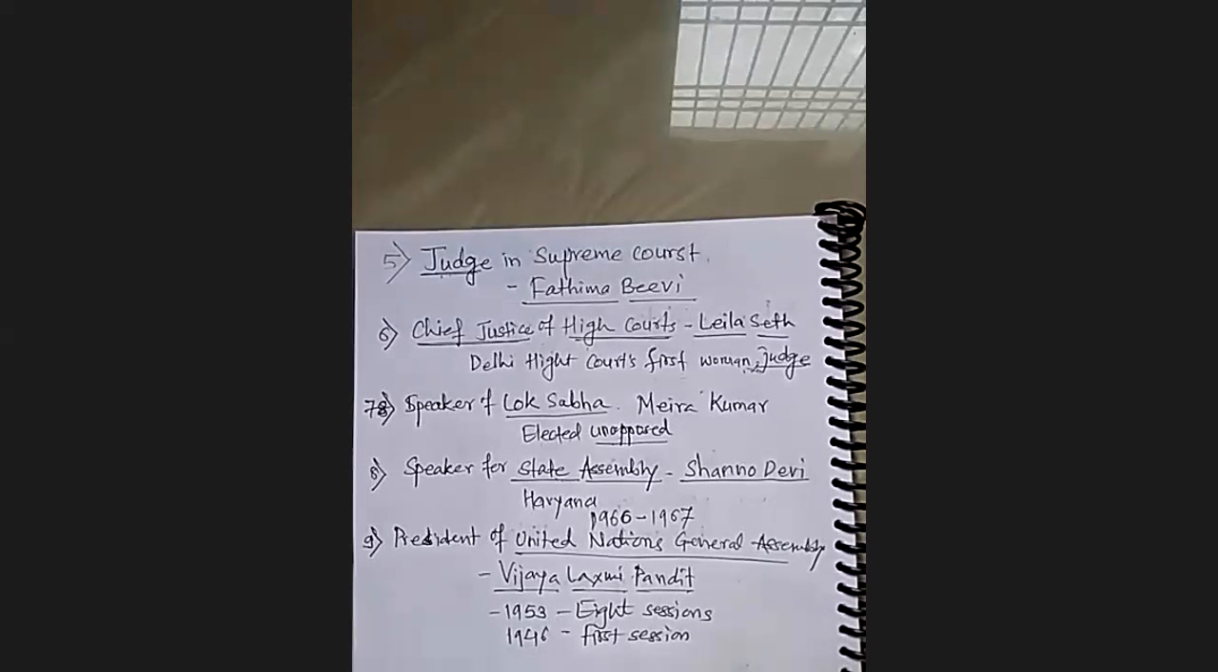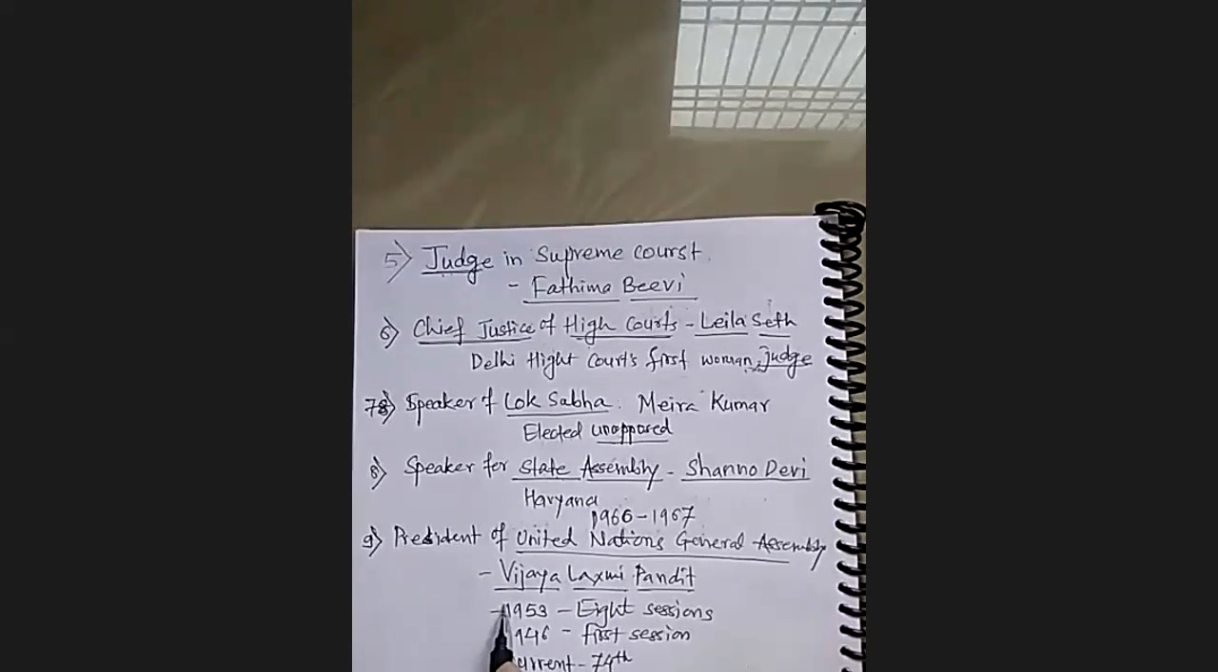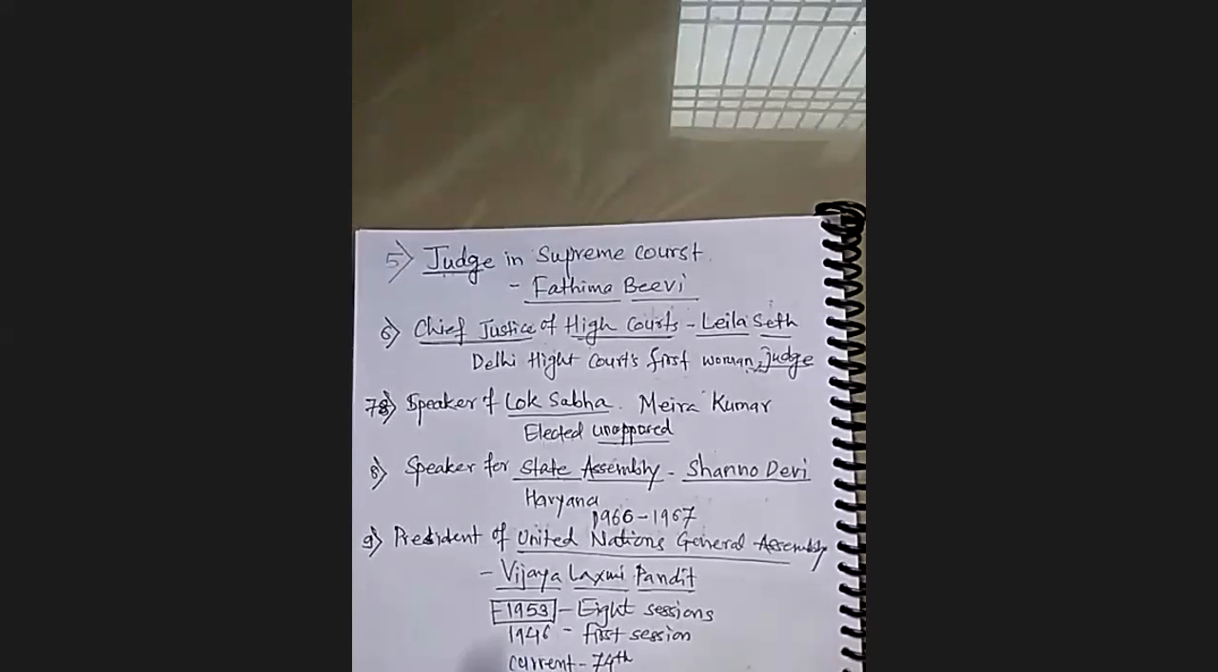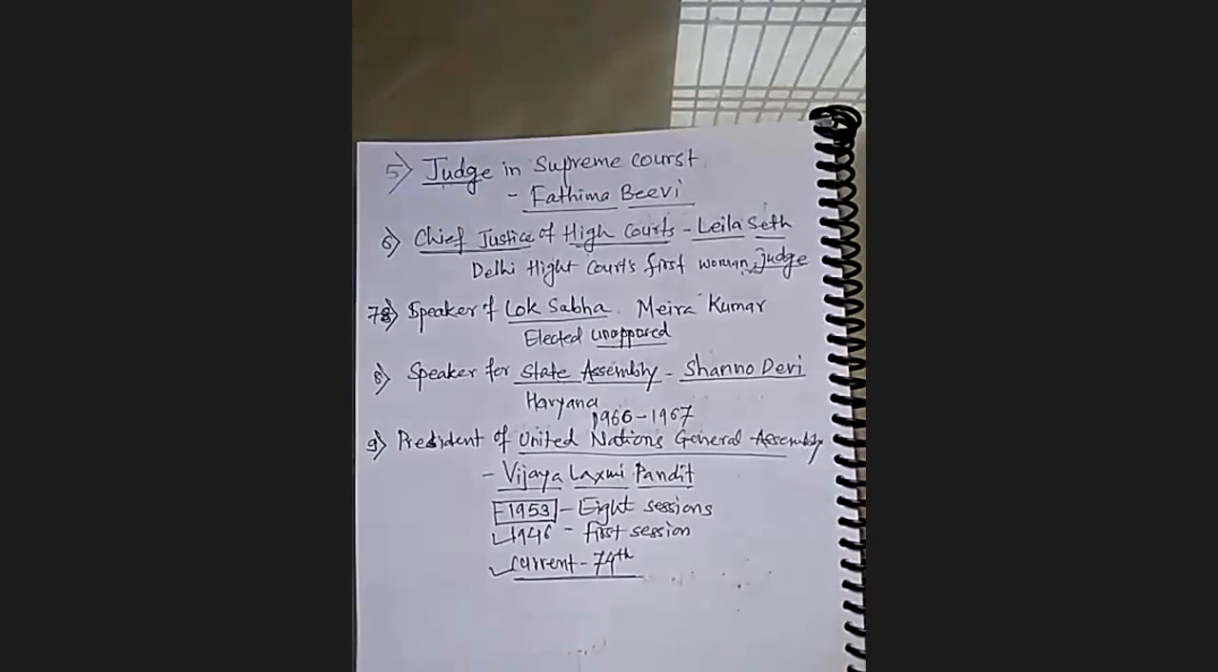Fine. Then what about the current session? So how many years of the current? I think the current might be the 74th session, right? So that you can consider. So only in one answer you find out the first one, and you find out the last one or the current which is going on. So you have to always look for this particular thing, right?